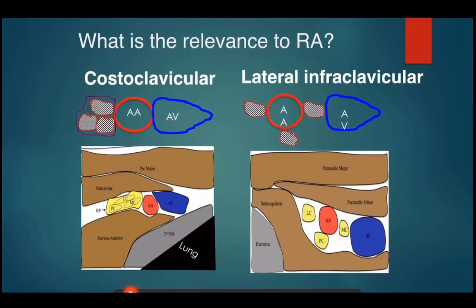But in the case of the lateral infraclavicular fossa, you can see the brachial plexus elements are lying around the artery, and the posterior border is the subscapularis muscle. So the chances of injury to the lung are reduced in the lateral infraclavicular fossa.